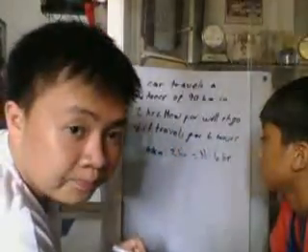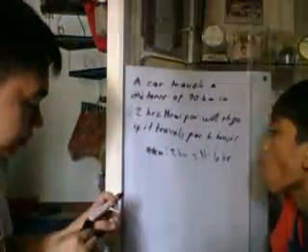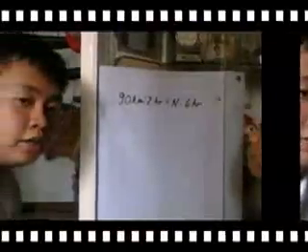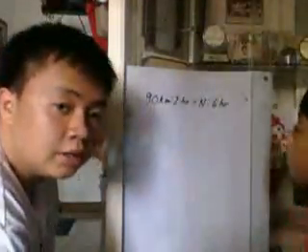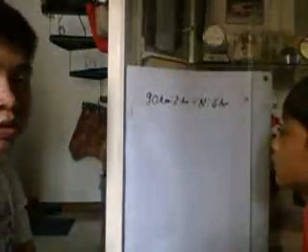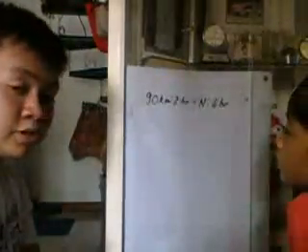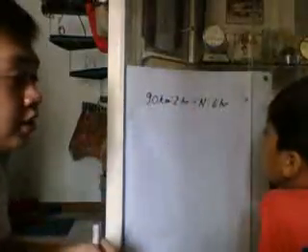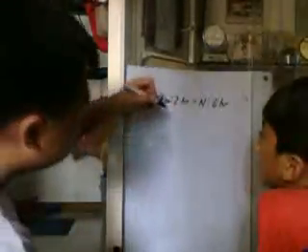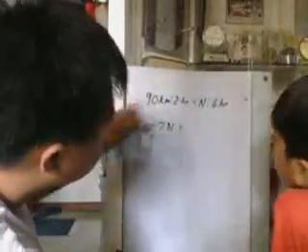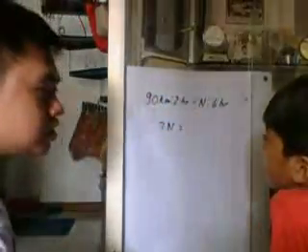So 90 km is to 2 hours is equal to N is to 6 hours. How do we solve that? First, multiply the means. So 2 times N is 2N. Then multiply the extremes, 90 times 6.